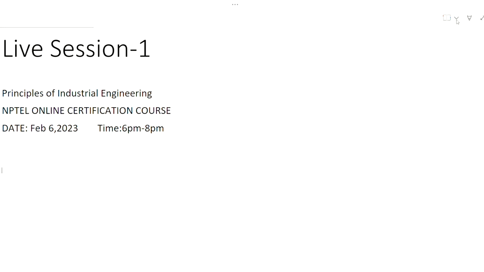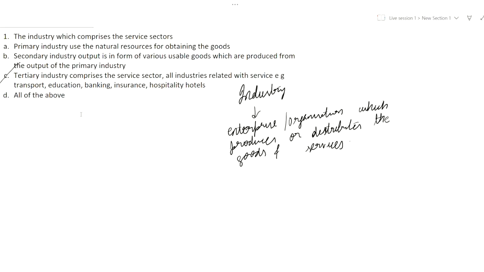Here we discussed the different types of industry: primary industry, secondary industry, tertiary industry. Primary industry uses the natural resources for obtaining goods. Secondary industry uses the goods which are produced from the output of the primary industry. Tertiary industry involves the industries which comprise the service sector.